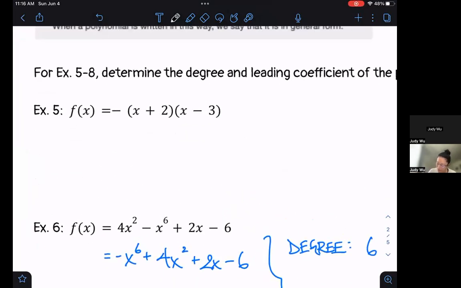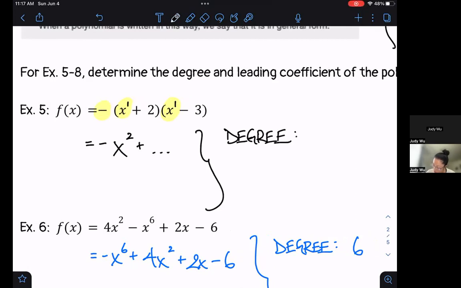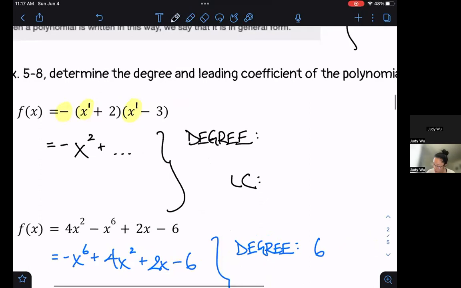All right, so example 5 here. I see that I've got a negative, and this is x to the first, this is x to the first. So if I were to pretend to FOIL out just the highest powers, I'd have negative x to the first times x to the first, which is really negative x squared plus a bunch of stuff, okay? The other stuff, sure, we could find it if we wanted to. But this is actually enough information to give us our degree as well as our leading coefficient. Okay, our degree here is 2, that's the highest power, leading coefficient, -1.